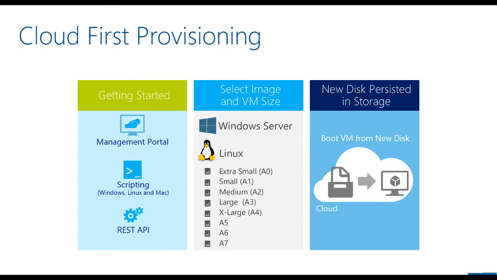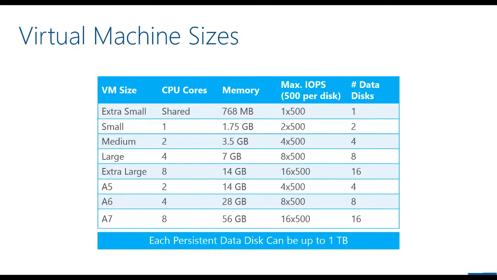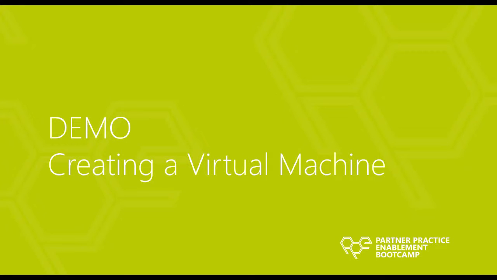So the virtual machine sizes that are available to you as of today start all the way from extra small with a small amount of RAM, 768 megs, and 1 data disk, all the way up to A7 with 8 cores and 56 gigs of RAM. And this SKU, along with the extra large SKU, can support up to 16 data disks. And each data disk can be up to 1 terabyte in size. So the biggest amount of storage you can currently hold on Windows Azure Virtual Machine is 16 terabytes.